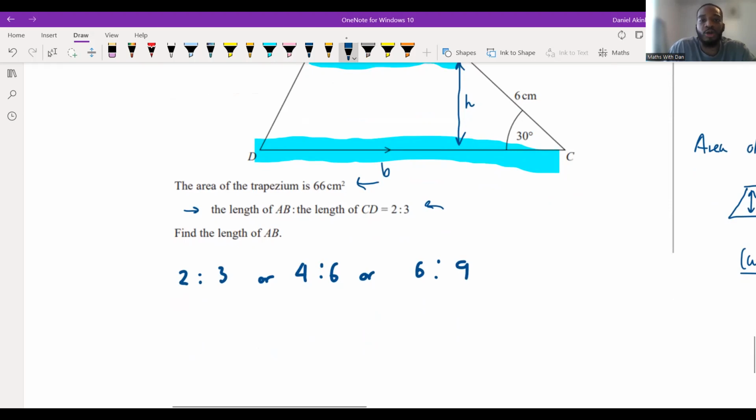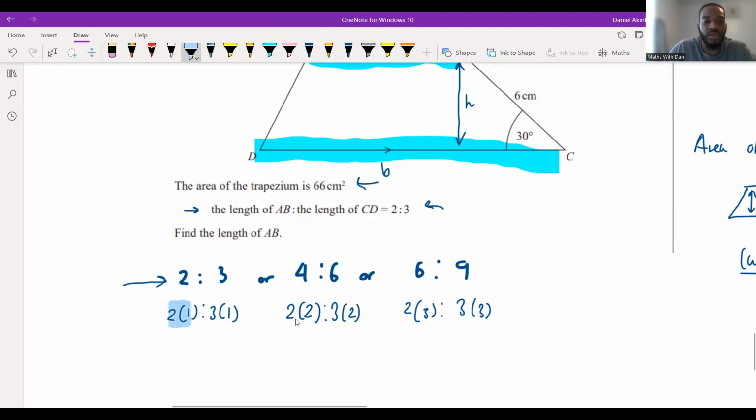So what you could say is that algebraically speaking, we could write the lengths as, for example, this is 2 times 1, 3 times 1. This here is 2 times 2, 3 times 2, and this one is 2 times 3, 3 times 3. So can you see all of these are multiples of 2? This is a multiple of 2, this is a multiple of 2, this is a multiple of 2. And this here is a multiple of 3, this is a multiple of 3, this is a multiple of 3, and so on and so forth.